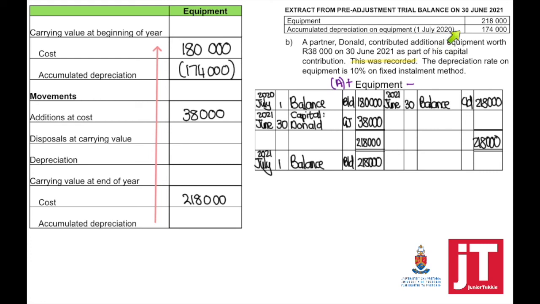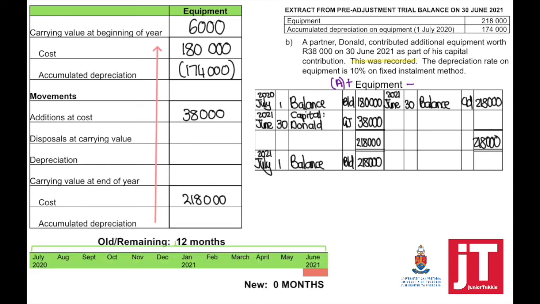Accumulated depreciation on equipment on the 1st of July 2020 is given to us. Cost minus accumulated equals carrying value. If you see that the carrying value is this low, a red light should go off. Depreciation must be calculated on the old, the new, plus that which we've sold. We didn't sell any equipment. Yes, there was new equipment that was contributed, but this was on the last day of the accounting period. This means that we're not going to calculate any depreciation on the new for this accounting period.